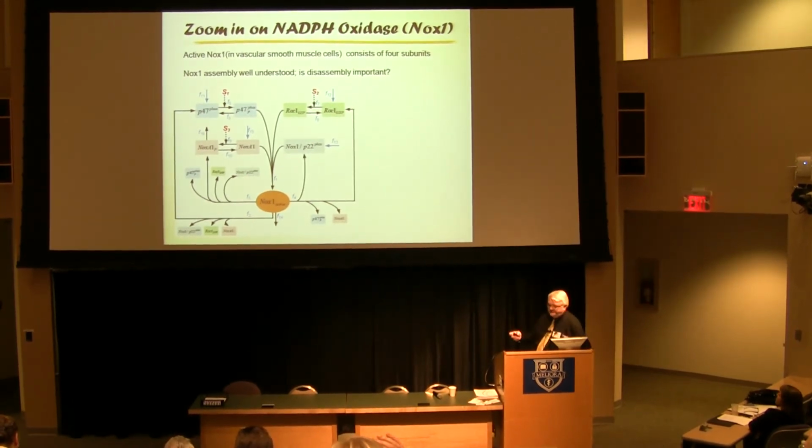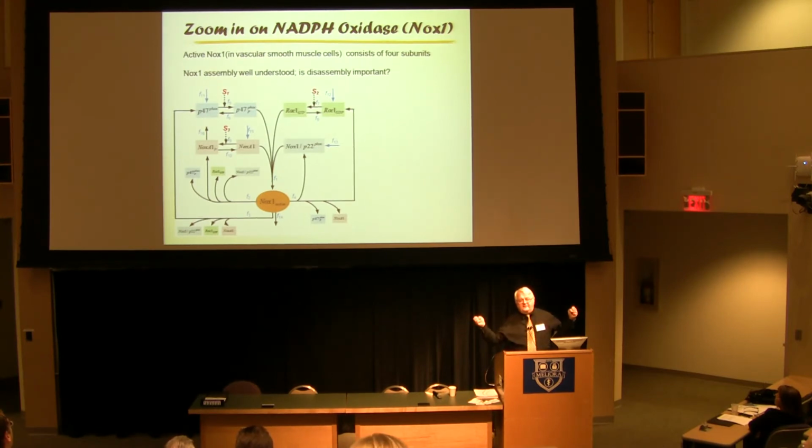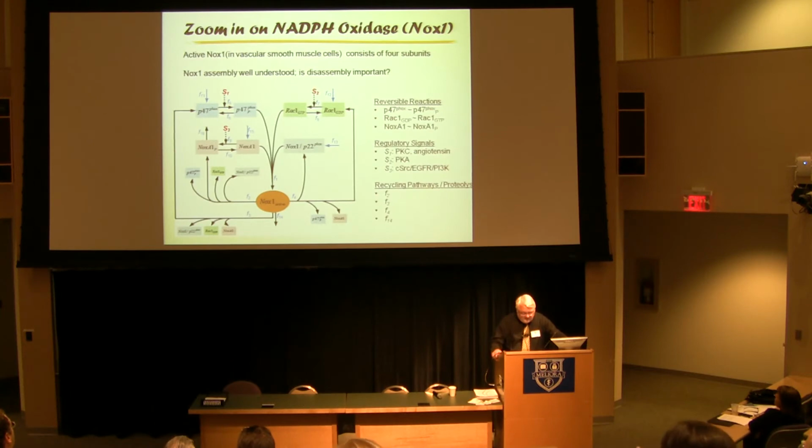And the third one is similar. So, depending on how you take this thing apart, where you take the phosphate off, you go back to slightly different states. Okay? And the question is, is that important? So, there are some reversible reactions. Here's a reversible reaction, here's one, here's one. There are regulatory signals, which we call S1, S2, S3.